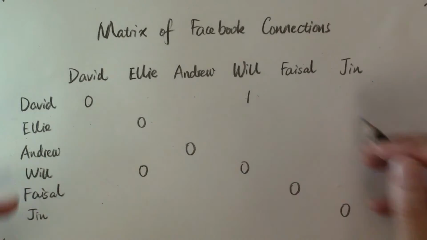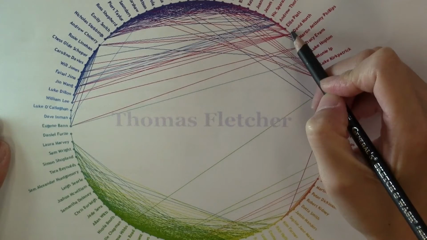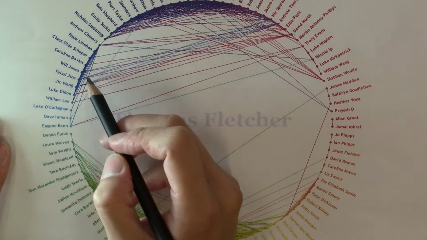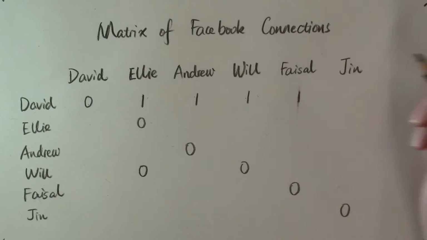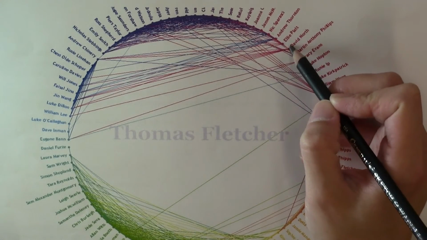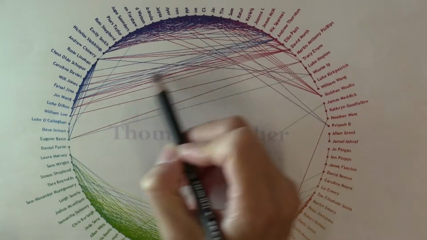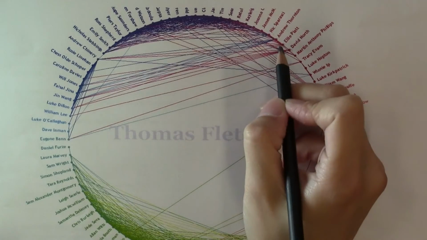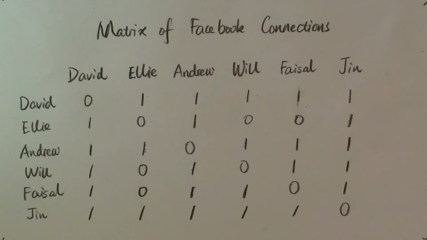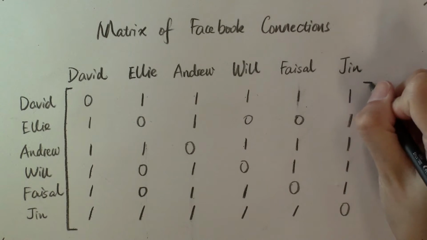And if we keep filling up this matrix, David is connected with Ellie. He's also connected with Andrew, as well as Will, Faisal, and Jin. Ellie is connected with David, Andrew, and Jin, but she's not connected with Will or Faisal. In the end, we end up with this matrix for part of Thomas' social network on Facebook.